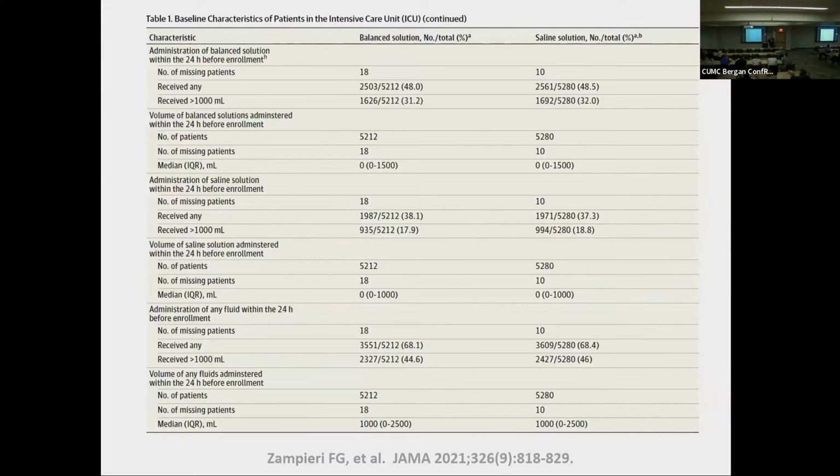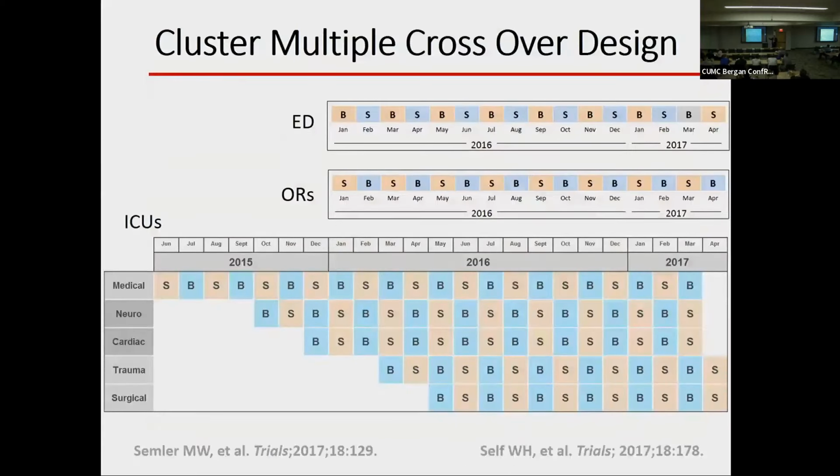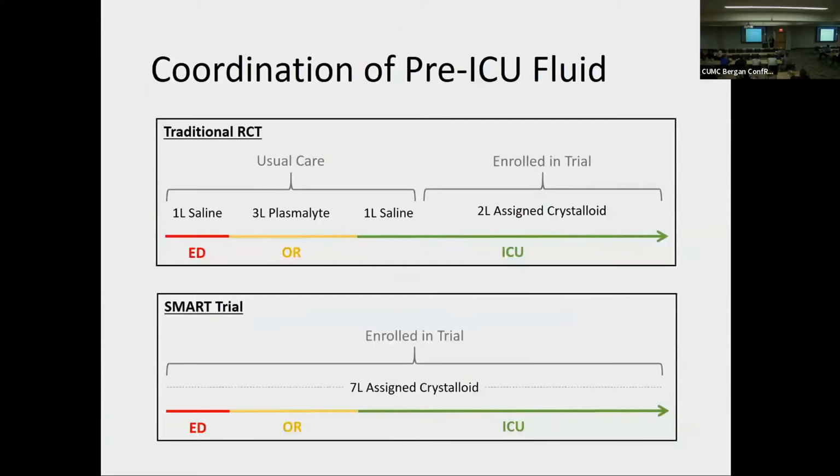I'll show you data from us that suggests that that first liter of fluid is probably the most important liter of fluid that we give. And it pains me to say this because I don't have control over it, but it's probably the most important liter of fluid that we give, composition-wise, in our patients. So remember our setup. Our setup allows us to compare patients that were enrolled in that first 7 months when we didn't have control of pre-ICU fluids with patients enrolled in the last 15 months where we did have control.